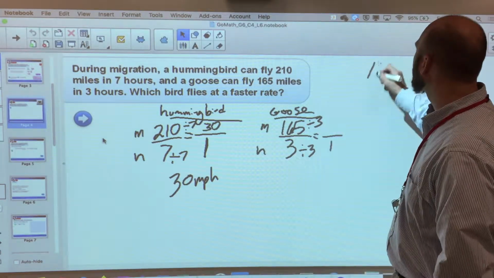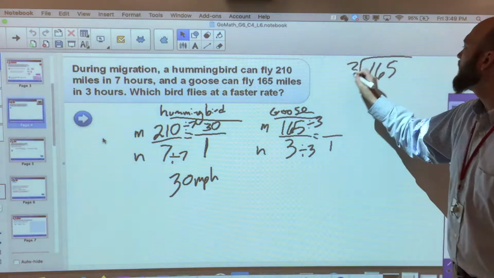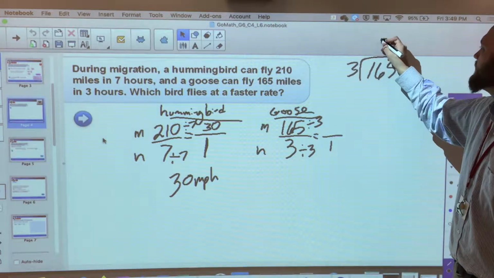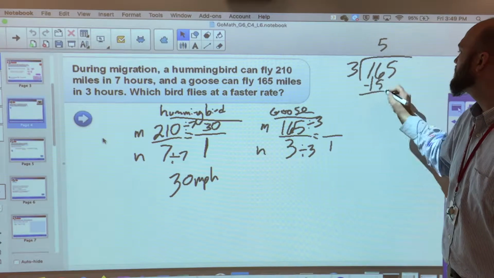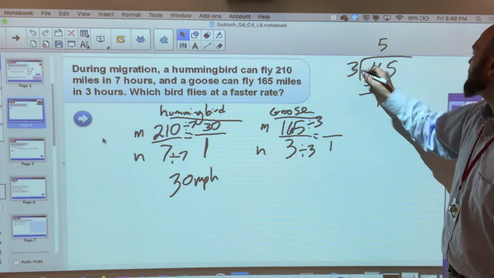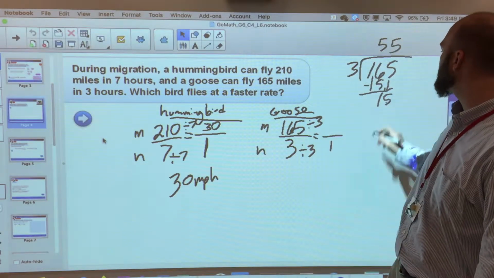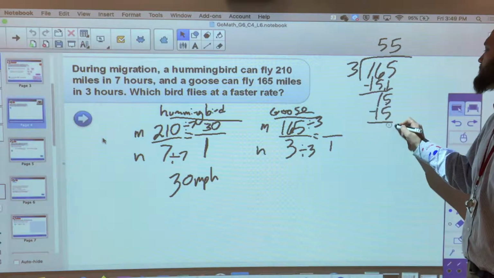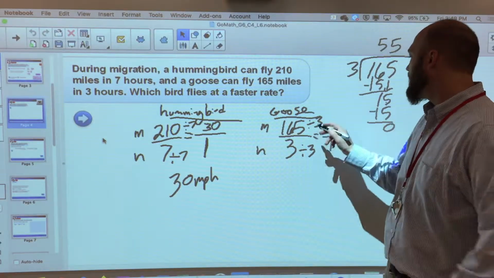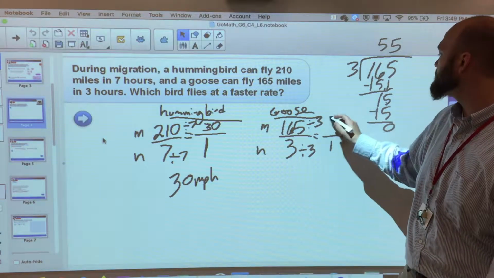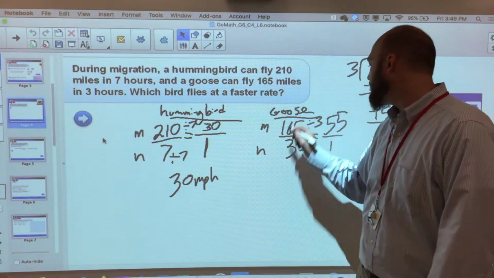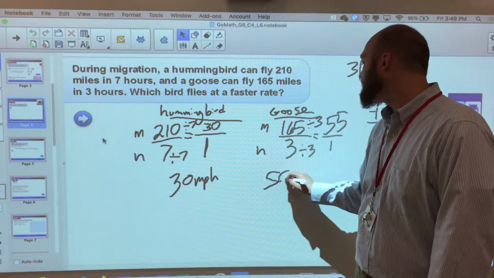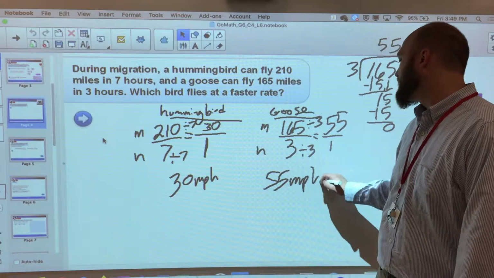165 divided by 3. I'm going to go ahead and write that out. 3 goes into 16 5 times. I have 1 left over, bring down my 5. 3 goes into 15 5 times. Close it out here so that I know I end on 0. 165 divided by 3 is 55. So the goose flies 55 miles per hour.